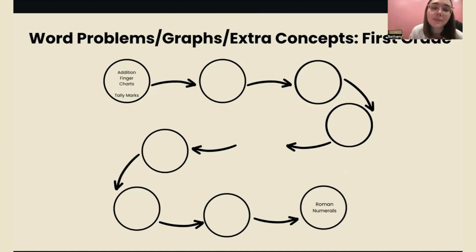But yes, and I put tally marks there. I think I put them in the numeration one, but just in case I have forgotten, then there's the tally marks. And then the subtraction finger charts. Now, obviously, you're not showing these back to back. It's when they're ready for subtraction. But a lot of kids that come in from being in an early childhood classroom have done the subtraction and addition finger charts, hopefully. And that includes the bingo boards and everything like that as well.